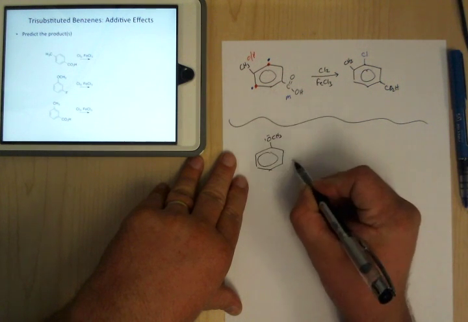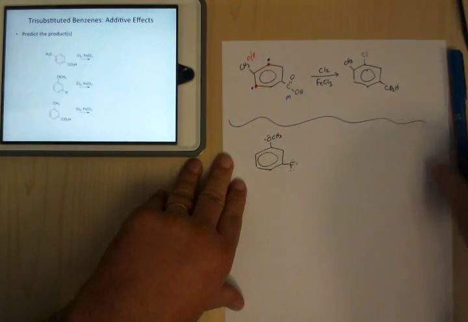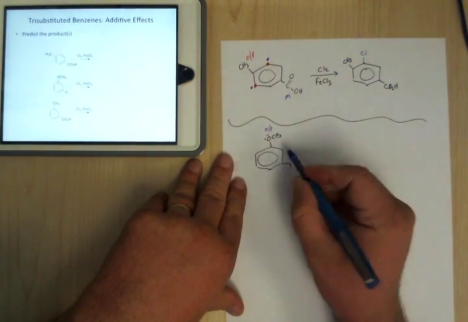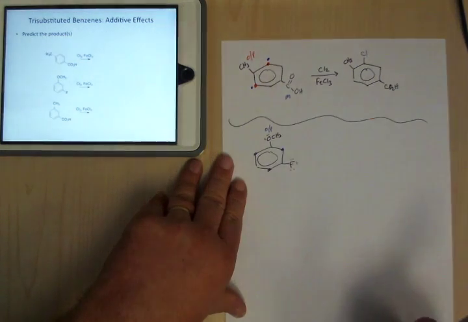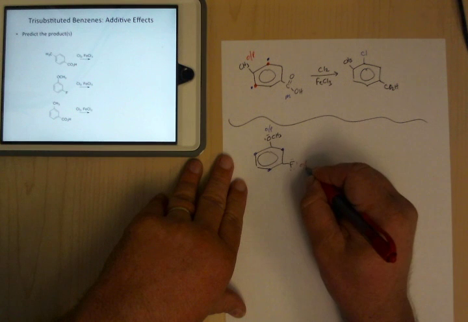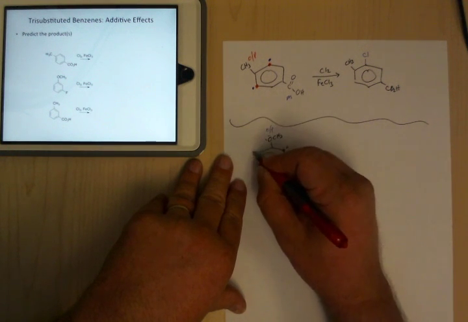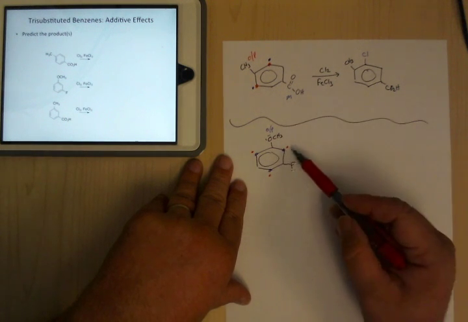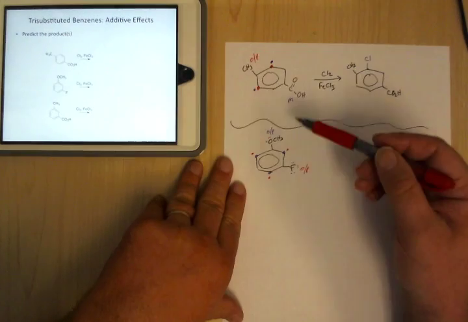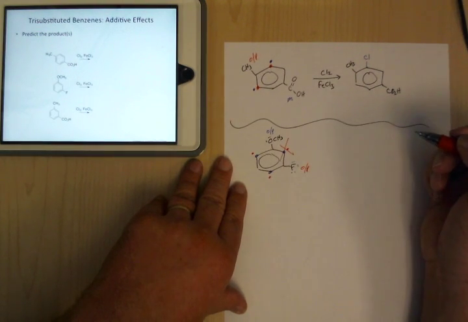Don't forget to draw in your lone pairs. So this is an ortho-para director, because it has lone pairs. So it's going to go here, here, and here. This is an ortho-para director too, because again, it's got lone pairs, so it's going to want to go here, here, and here. But what's the problem? We can't, because we have this 1,3 here. This isn't going to be an option.